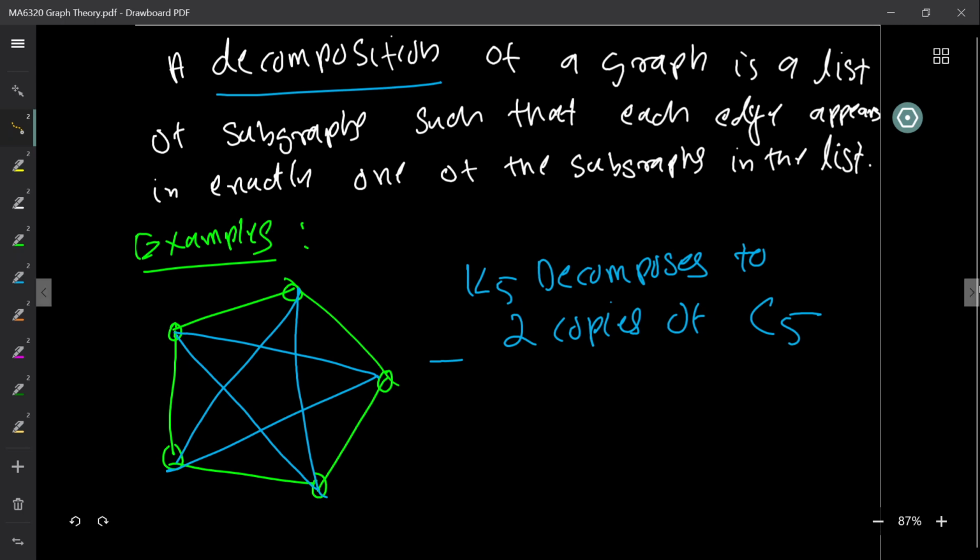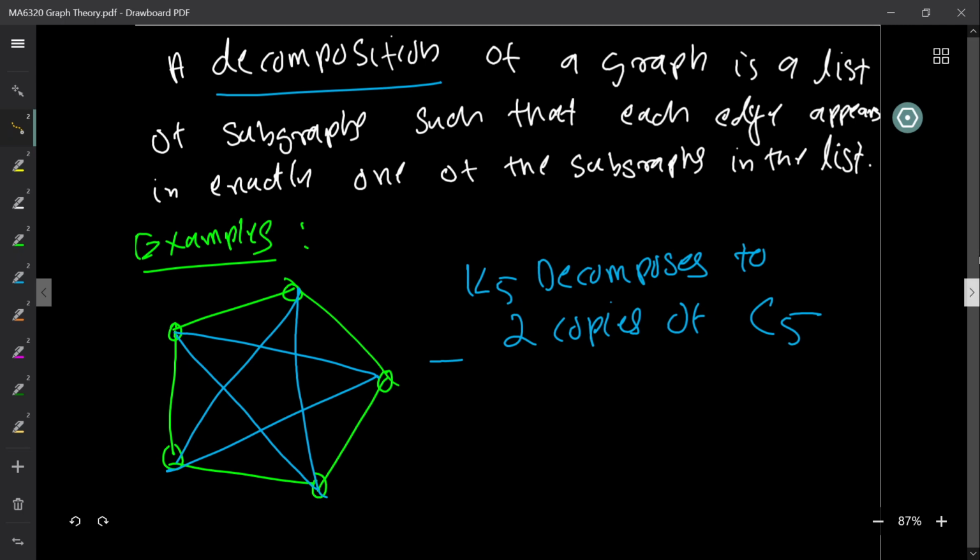If you look at the outer edges, the yellow edges, they form a cycle, which is a C5, a 5-cycle. And if you look at the internal edges, the blue edges, they also form a cycle. I start from any vertex and it is basically a cycle. So K5 decomposes into two copies of C5.